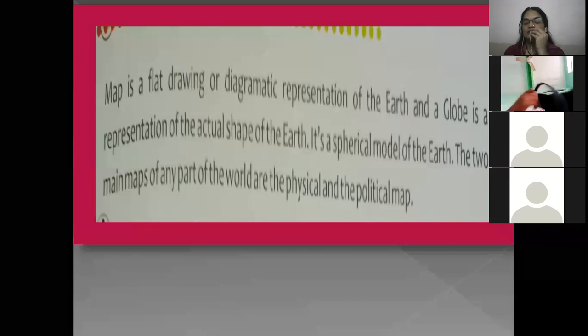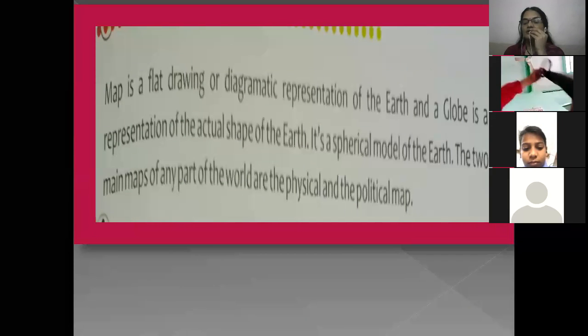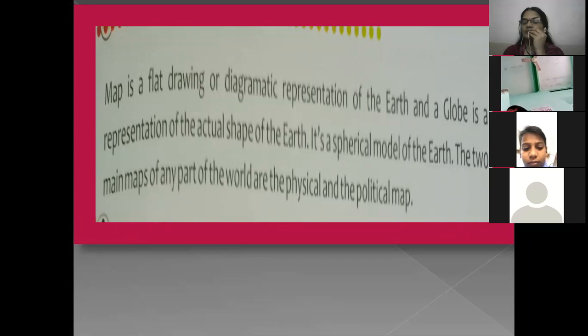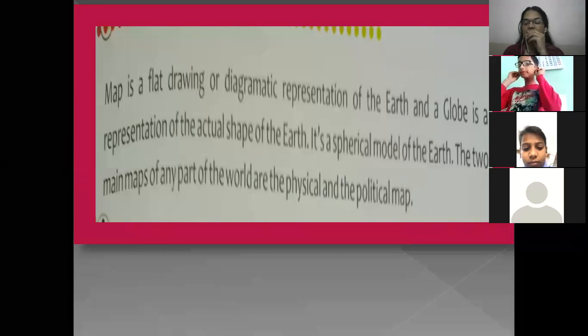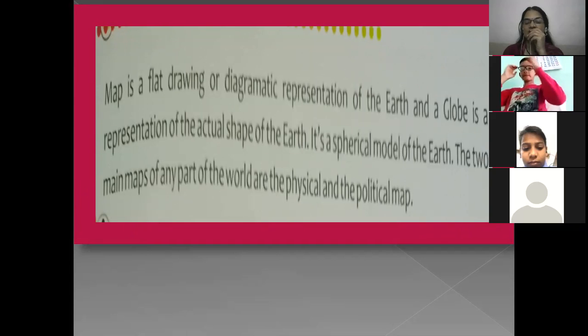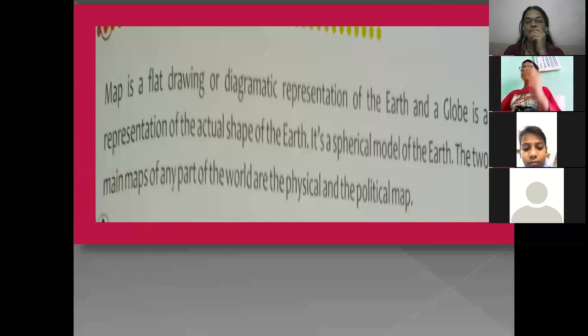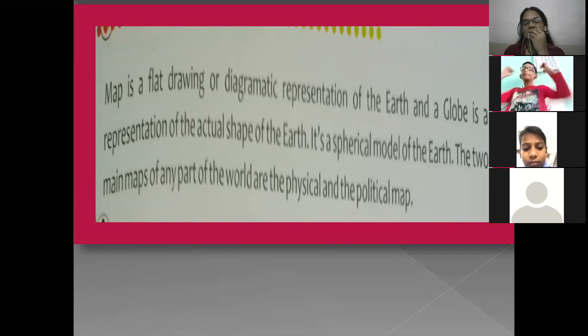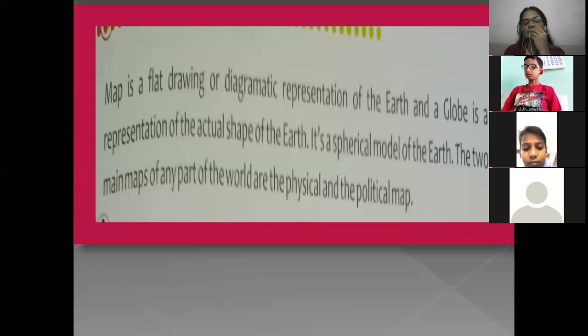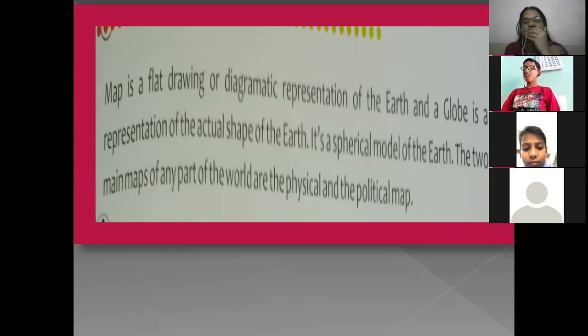Yes, the earth is round. And you all know the earth is a spherical model. The two main maps of any part of the world are the physical and the political map. Yes, you have studied in the chapters about physical and political maps. So a physical map gives information about the physical features of India such as rivers, mountains, plateaus, plains. And political maps give information about the cities, states, continents and their boundaries. So first we'll study about the physical map of India.